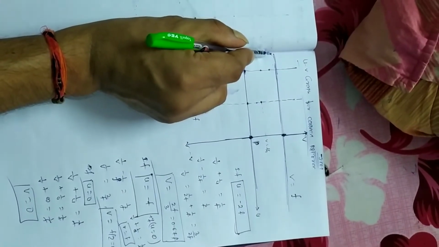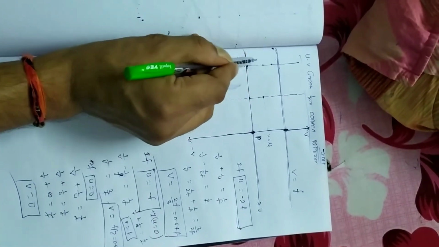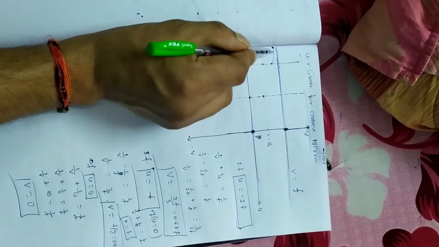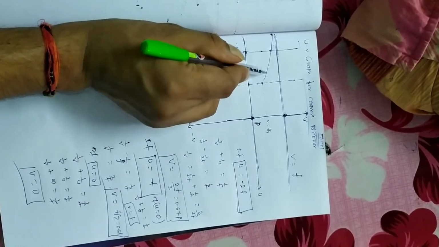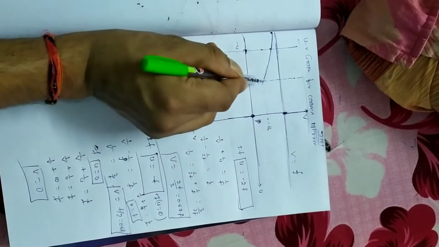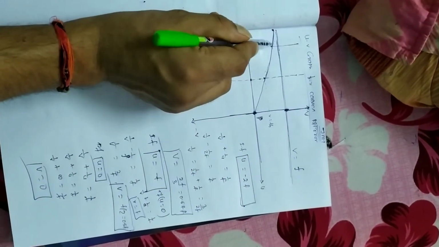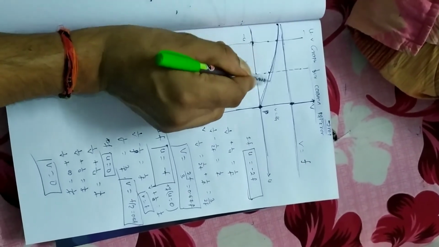When it comes from infinity and at 2f, when it comes at 2f, then the image will form here, right? And then this graph is going like this. This graph is going like this. So this is basically the graph of a convex mirror.